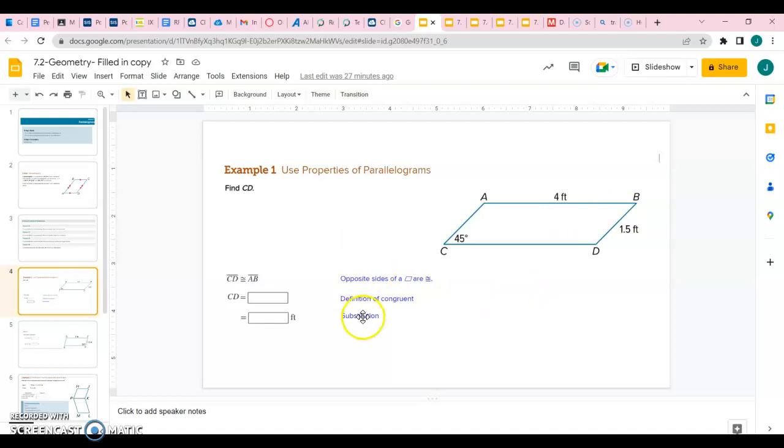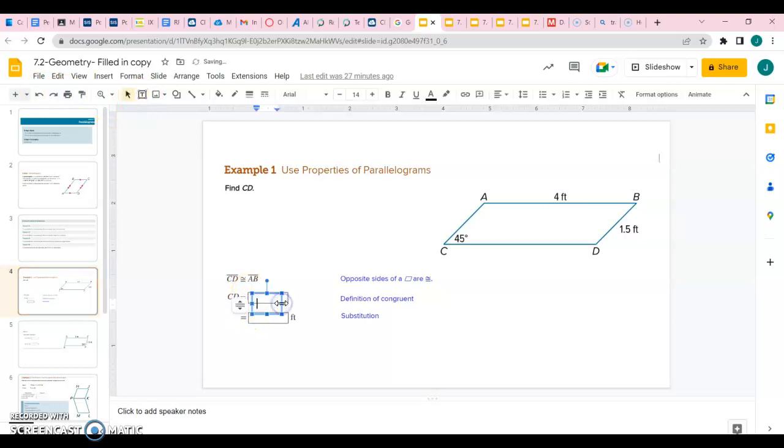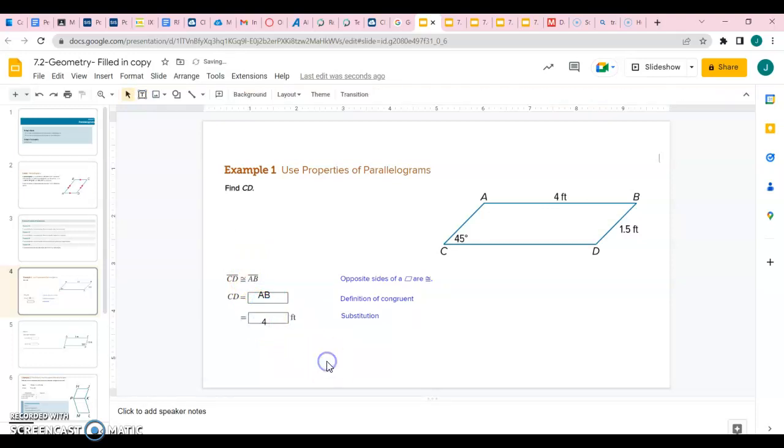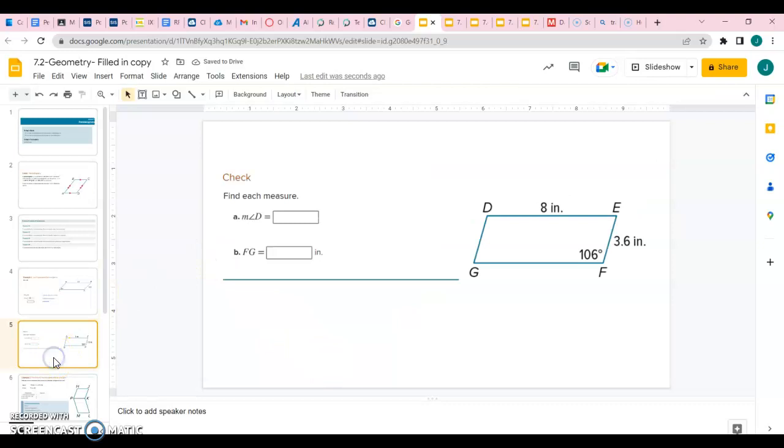So the definition of congruent, so we're just going to fill this in now. So CD, and it's just the same thing as what's above, just without those lines above them. So CD is equal to AB, and since A to B equals 4 feet, CD also equals 4 feet. That's it.